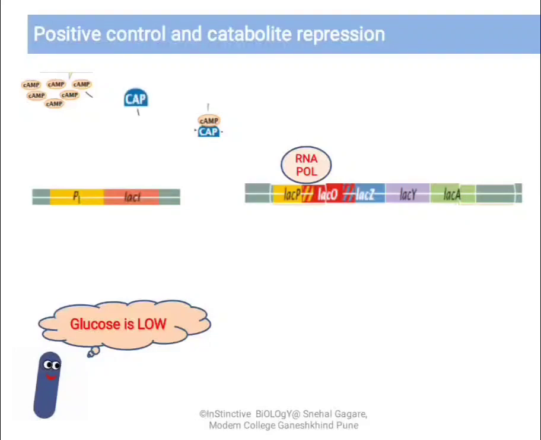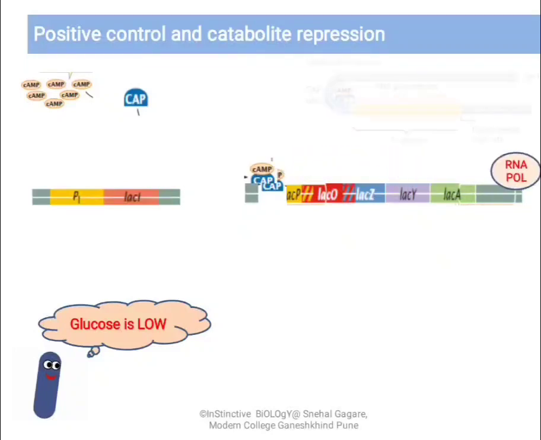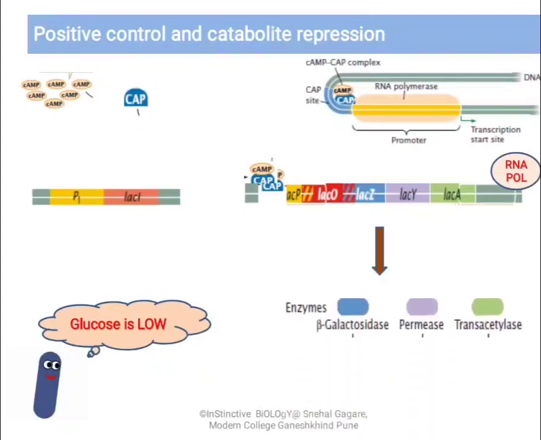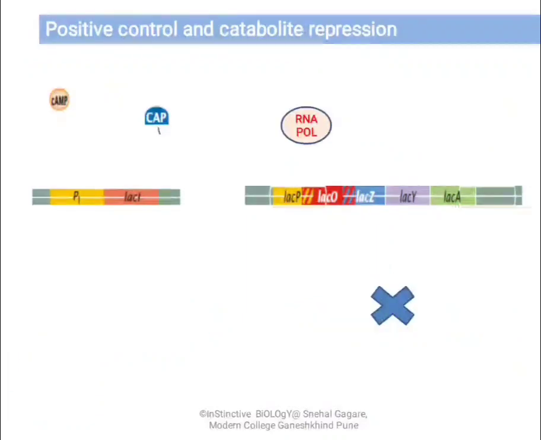We have another protein, catabolite activator protein, which binds to the cyclic AMP molecule, and this complex binds to the operon upstream to the promoter of lac genes. Now RNA polymerase can very efficiently bind and cause transcription and translation. Why? Because in the diagram we can see that binding of the CAP-cAMP complex bends the DNA, and this escalates the transcription rate, and so we have a high amount of beta-galactosidase, permease and transacetylase being produced.